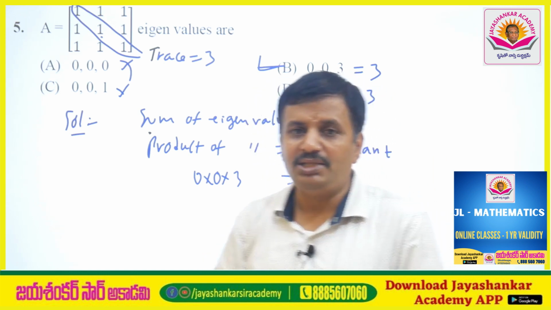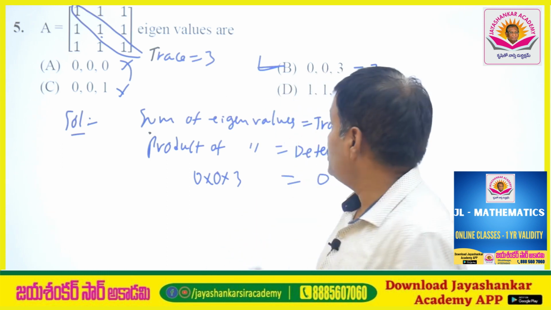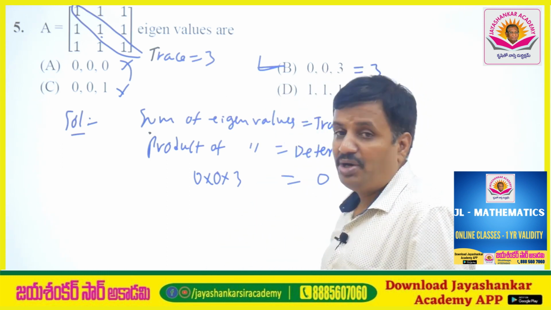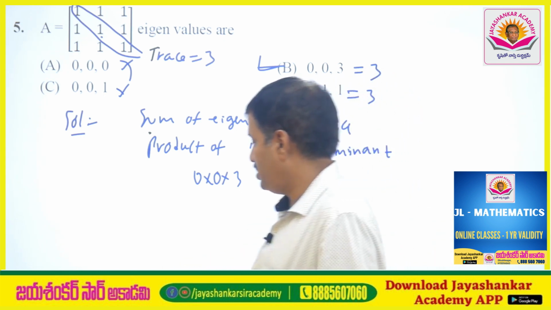Even using the property sum of the eigenvalues is the trace, two options are satisfying. Which two options? B and D. And using the product of eigenvalues is the determinant, what is the correct answer? B is the correct answer.